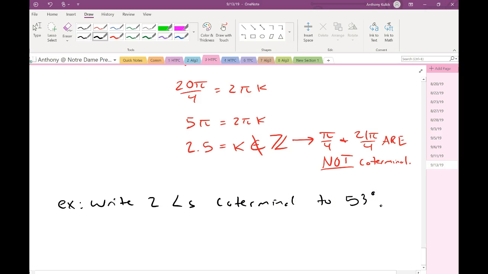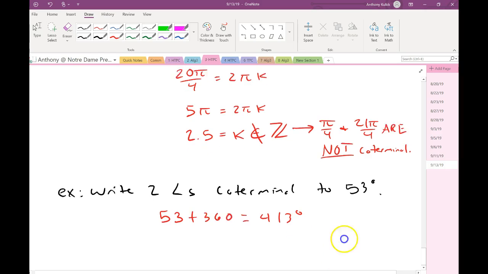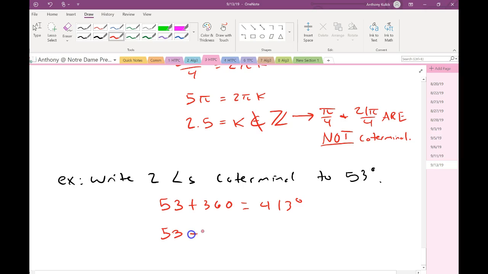If I just ask you to write two angles that are coterminal to 53, you could take and add 360. And Miguel says you could also take this and subtract 360. That's fine. Negative 307. Yep. You could also have just taken 413 and added 360 again, though, right? Everybody okay with that idea?